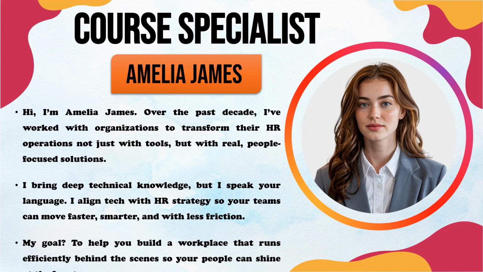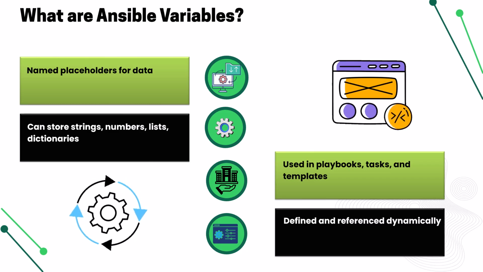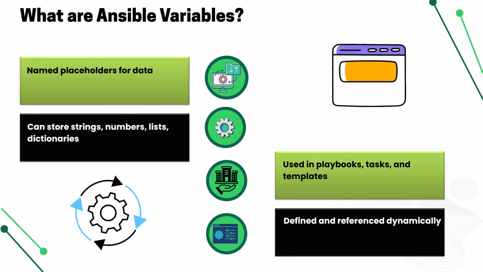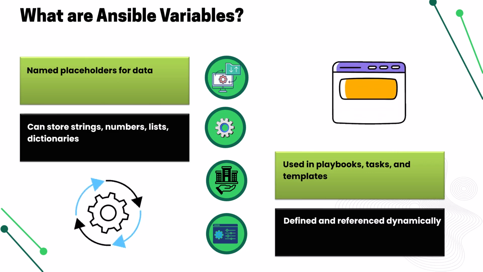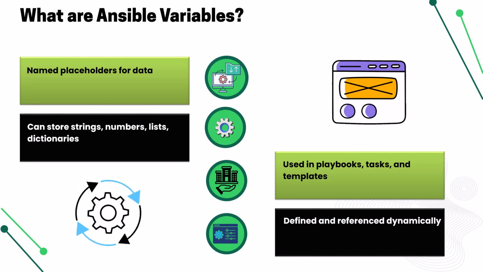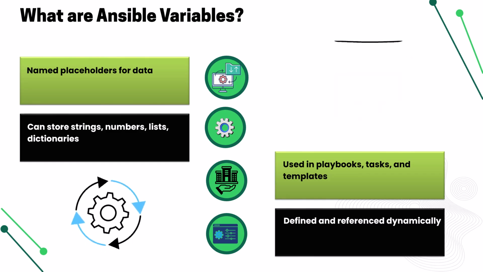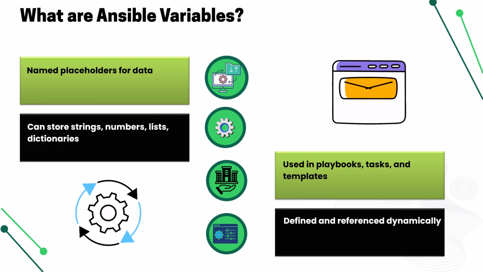Think of variables as Ansible's way of remembering things. They can store all sorts of data, numbers, lists, even dictionaries. The best part, you can use them across playbooks, tasks, and templates. Imagine naming every ingredient in a recipe, except here, Ansible does the remembering for you.